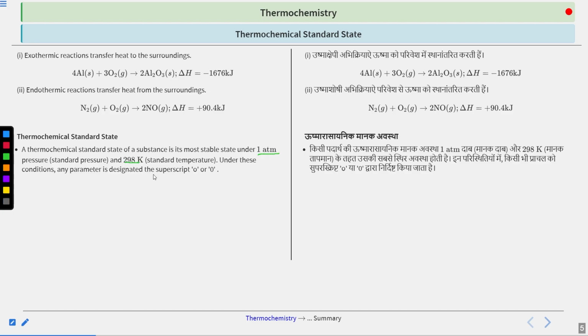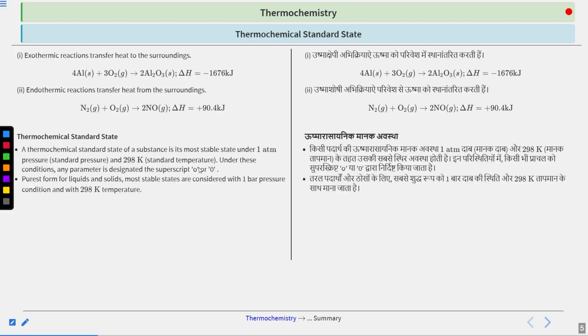Clear? So again I am repeating it. What is the thermochemical standard state of a substance? It is basically the stable state which is taken at 1 atm pressure and 298 Kelvin. Under this condition, any parameter is designated using a superscript 0 or naught. So you must have seen ΔH naught, or ΔU naught. This naught or 0 represents that the value given here is nothing but your standard value.